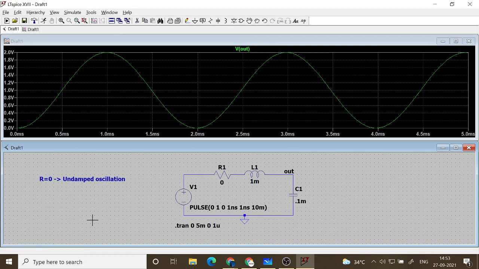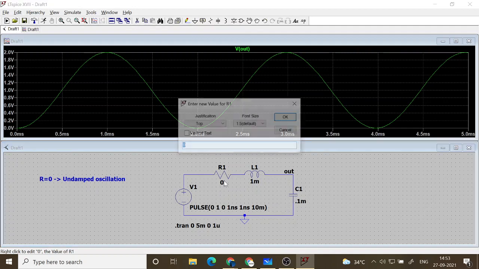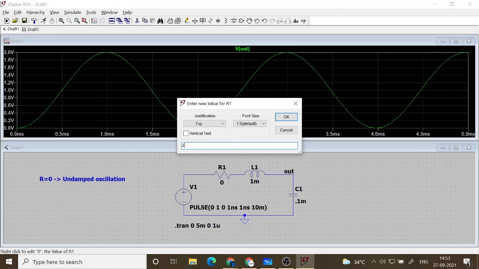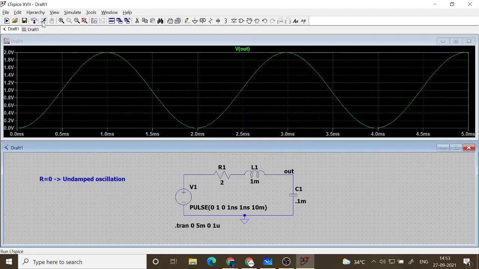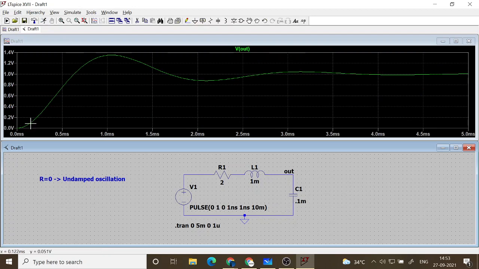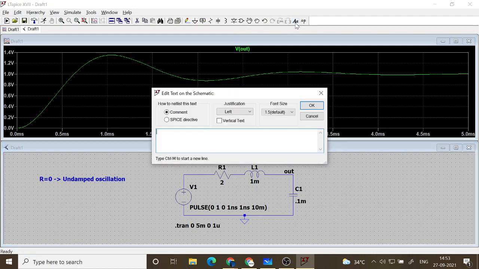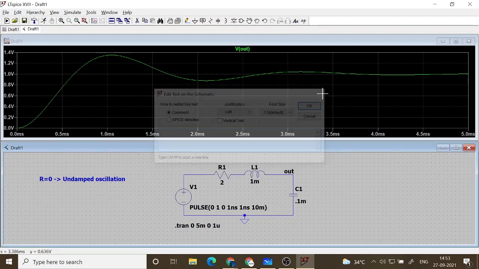Okay, R equal to 0 is undamped oscillation. And then if you increase the R slightly, but very small, say like 5 ohm or maybe 2 ohm, then you see there is an oscillation, but it is dying out with time. Okay, so let me put that also.